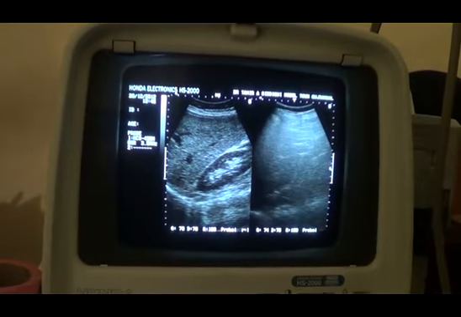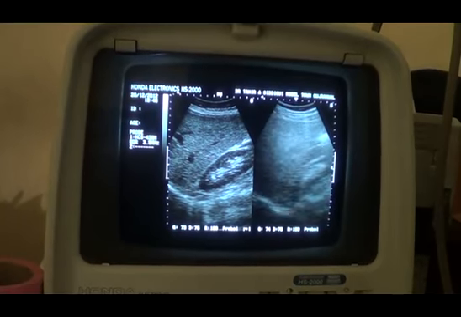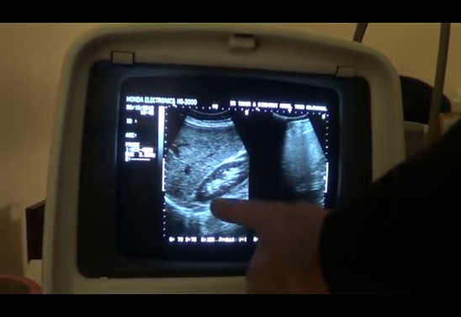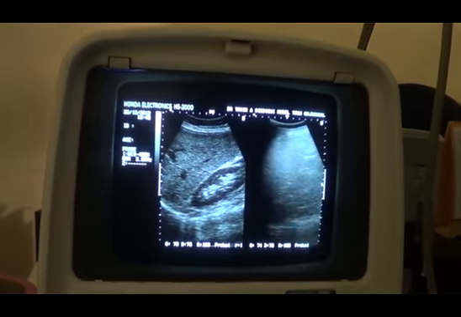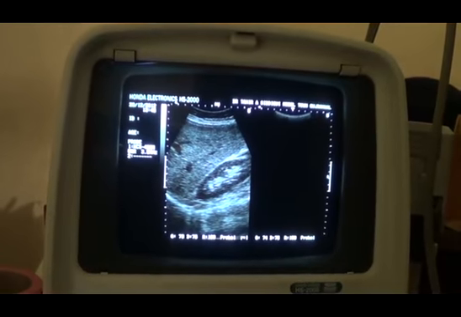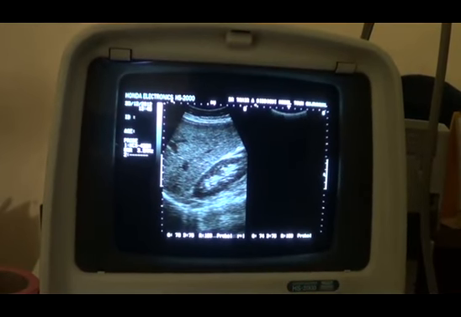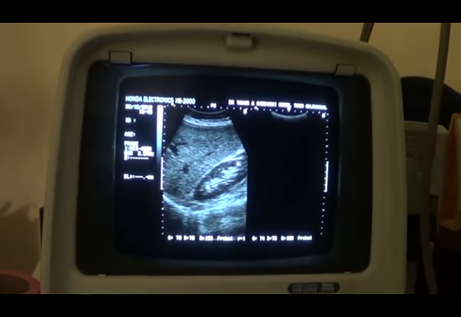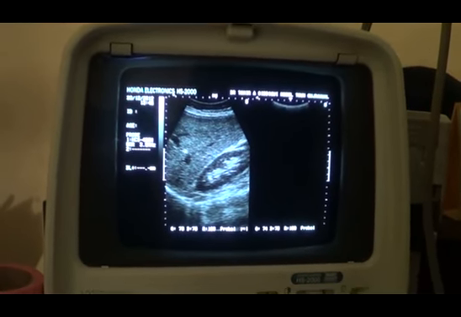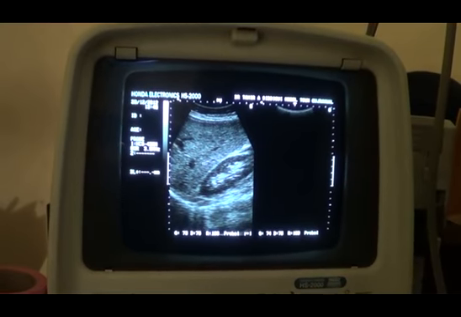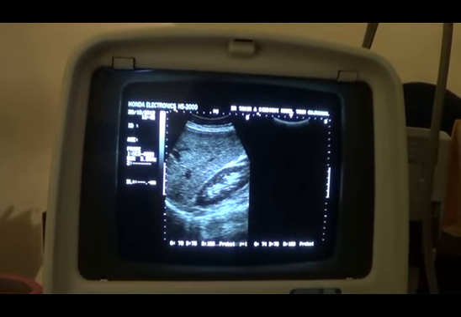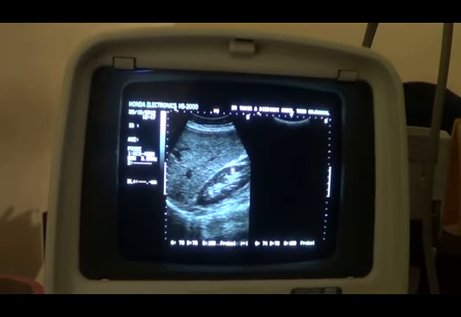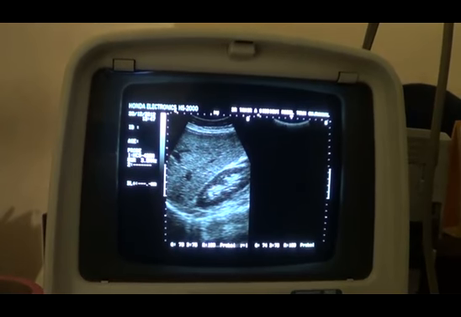Now on the left side of your screen is the normal liver. This is the normal liver parenchyma. This is the normal kidney. See the difference between the liver and the parenchyma of the right kidney. The echogenicity of the liver parenchyma is normal and slightly raised as compared to that of the normal right kidney parenchyma.